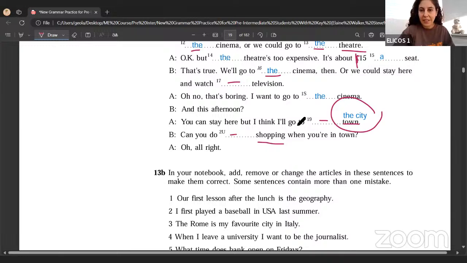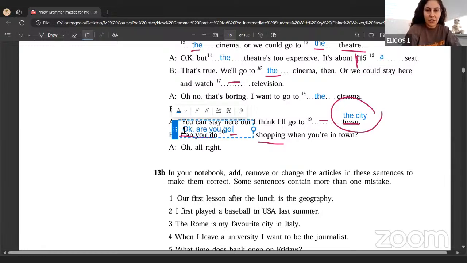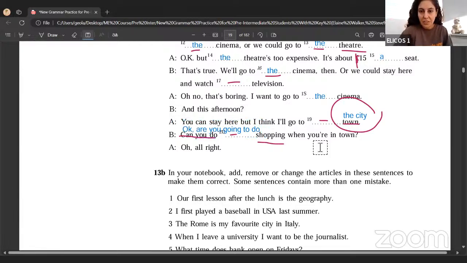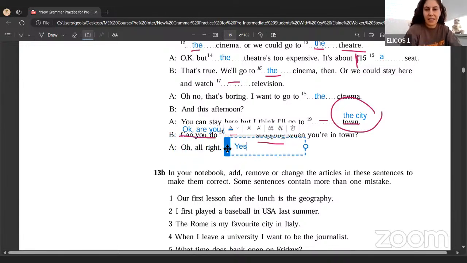You can stay here, but I think I'll go to the city. Can you do shopping when you're in town? That's a question, but it didn't really say yes or no. So it's more common, maybe, to say: are you going to do shopping when you're in town? And then really it's more common for someone to say, oh, all right. No, they'll just say, yeah.